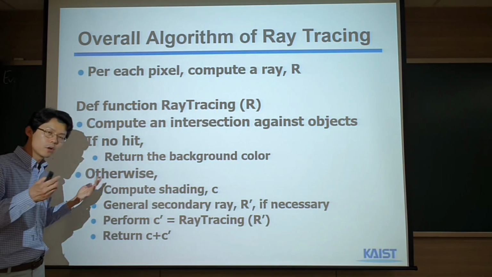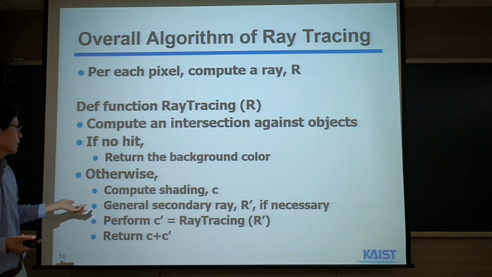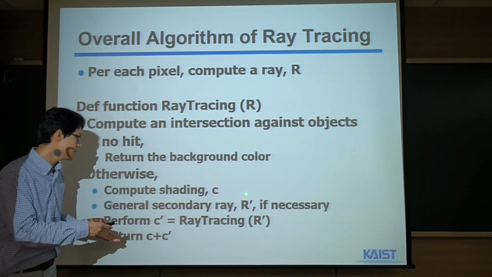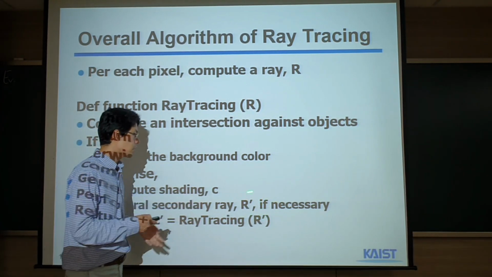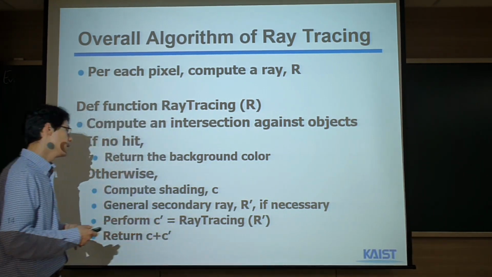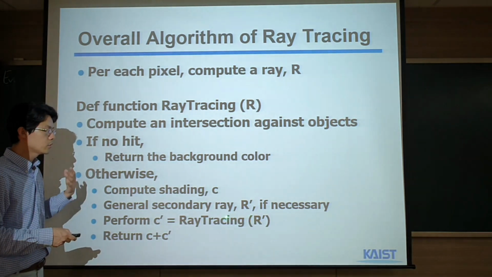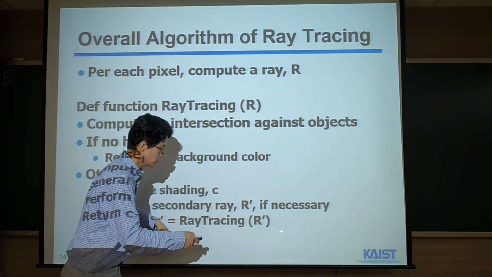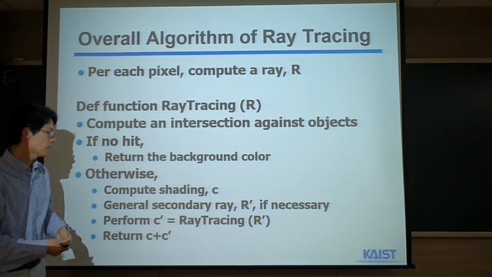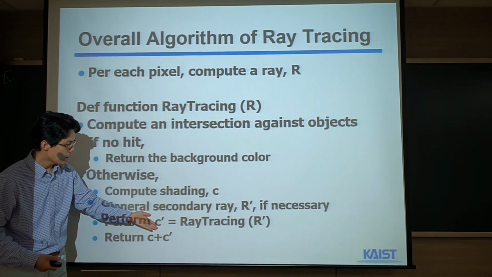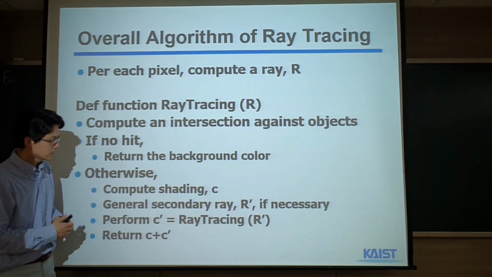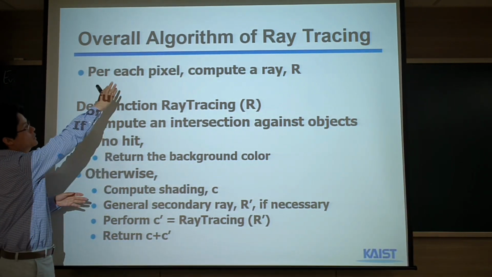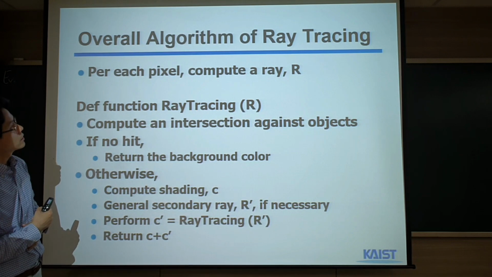In other words, we need to compute the ambient and diffuse terms, and then depending on your material type, we generate another secondary ray R prime, if necessary. And then we need to also handle that ray, right? So that's why we recursively call this function with this new secondary ray R prime, and then we might get a color again, let's say C prime, the light energy, and then we add C prime to C, and then we use this light energy for that pixel. That's the general structure of ray tracing.